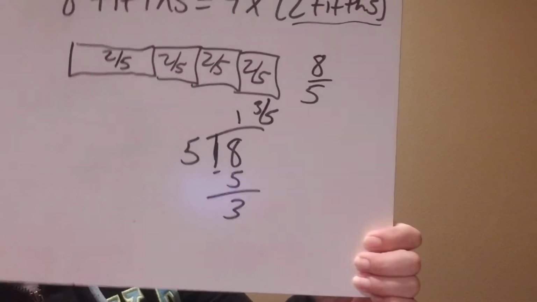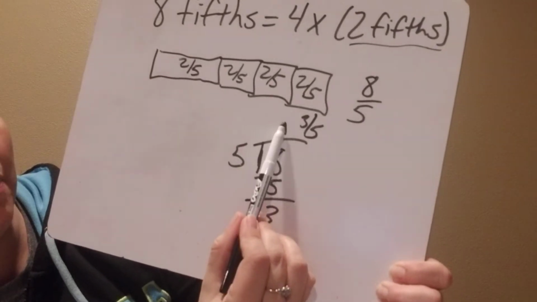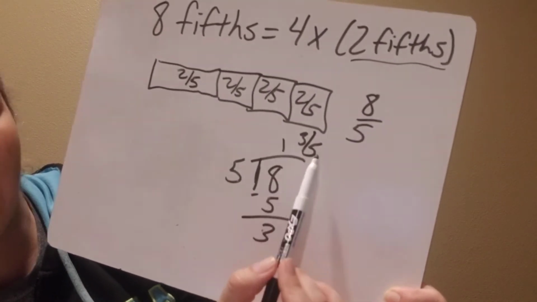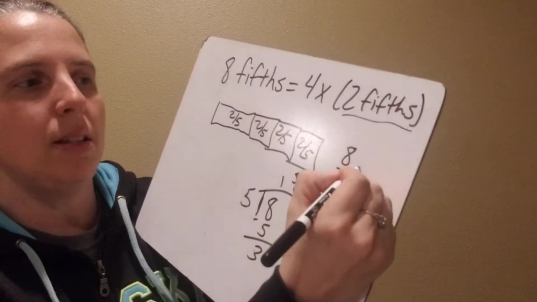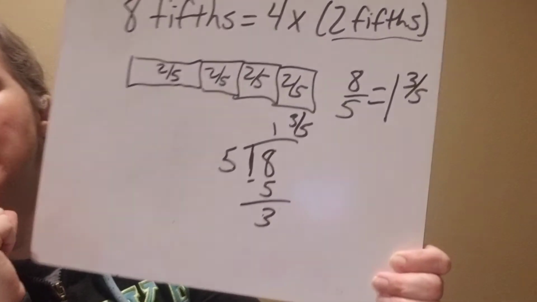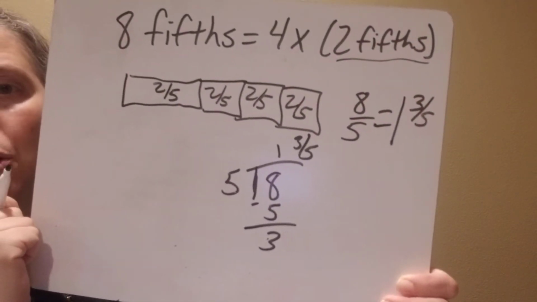Okay, just like this. 8 divided by 5, 5 goes into 8 one time. 1 times 5 is 5, and there's 3 left. That's my numerator. 1 3/5. Okay, so I want you to get in the habit of practicing that. You've done it before. You know how to do it. So I want you to practice with that.